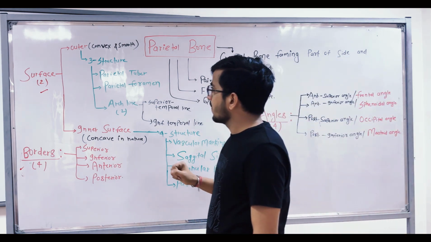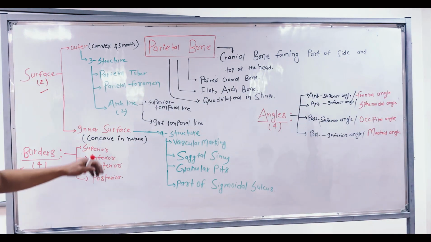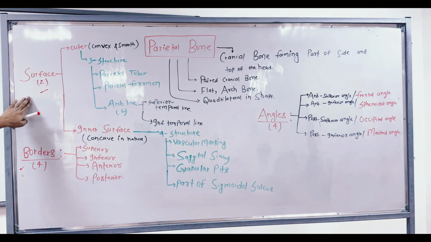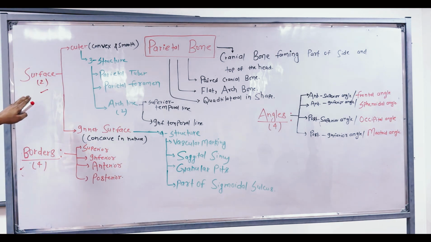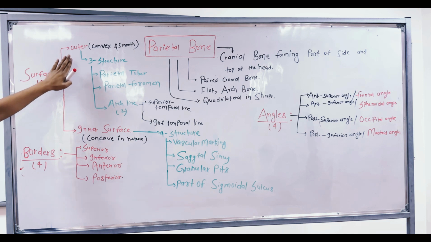Now I will discuss the landmarks or distinguishing features of the parietal bone. First of all, we will discuss the surfaces, then borders, then angles. So now we will discuss the surfaces. The parietal bone has two surfaces. First we discuss the outer surface, then the inner surface.